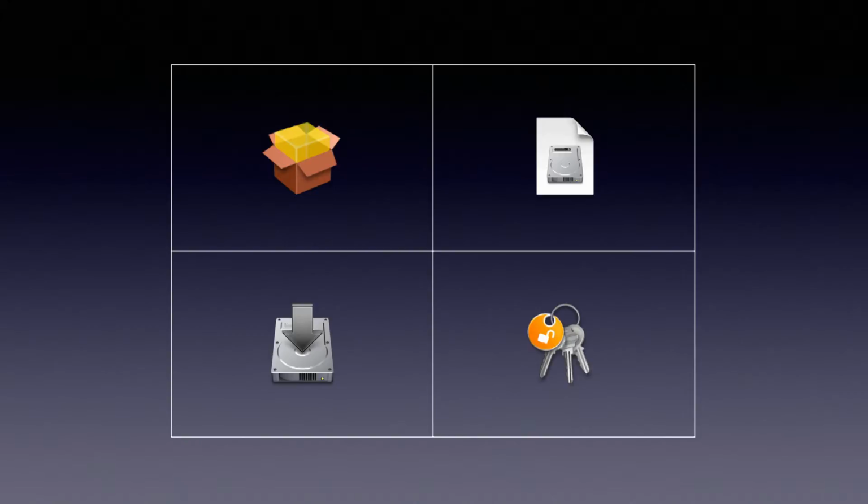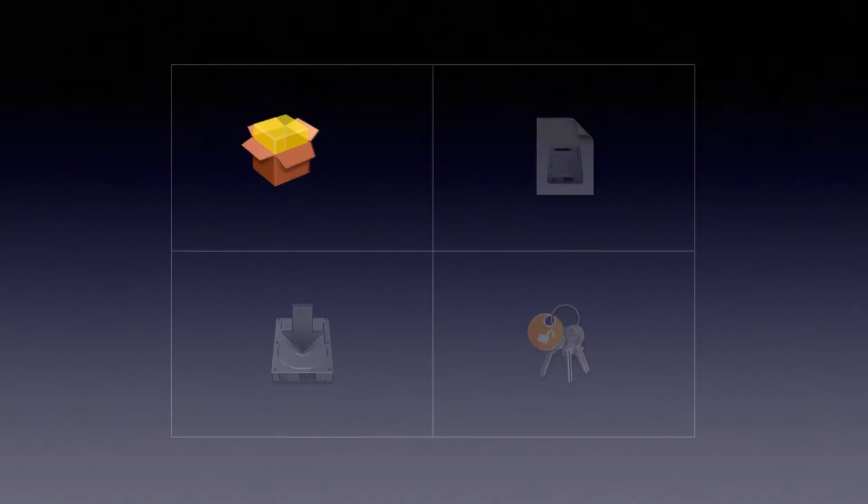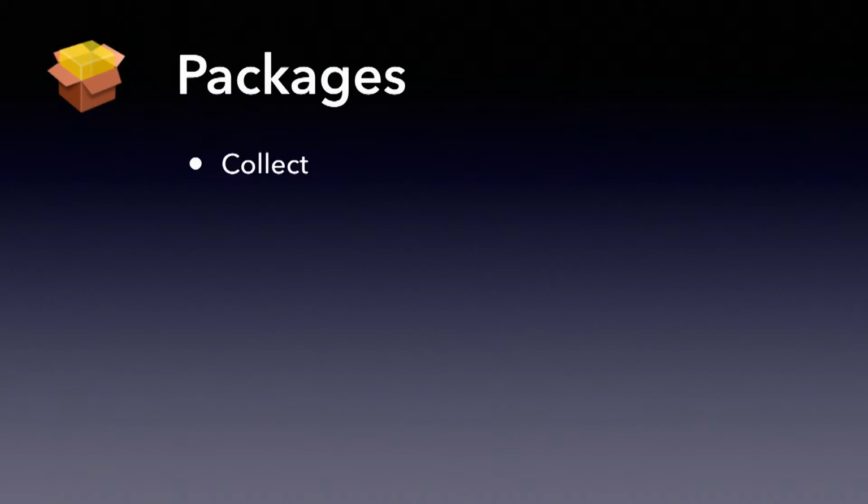I will still use those same 4 topics, but we'll talk about a whole bunch of different stuff. Let's start with packages. In the golden machine method, we manually install packages and then we forget about them. What we want to do now is start collecting.